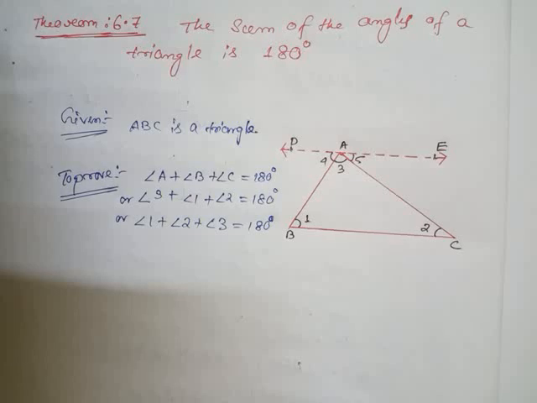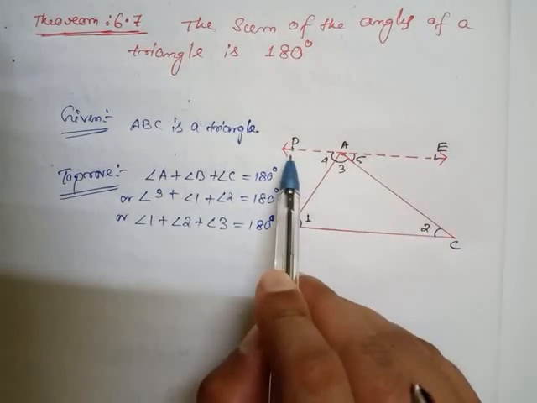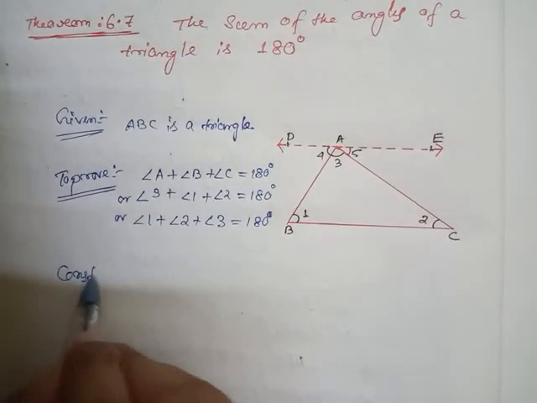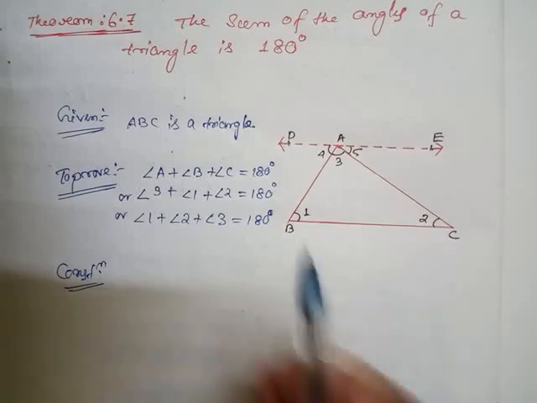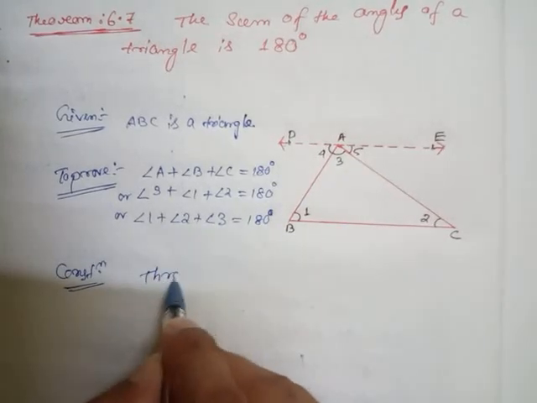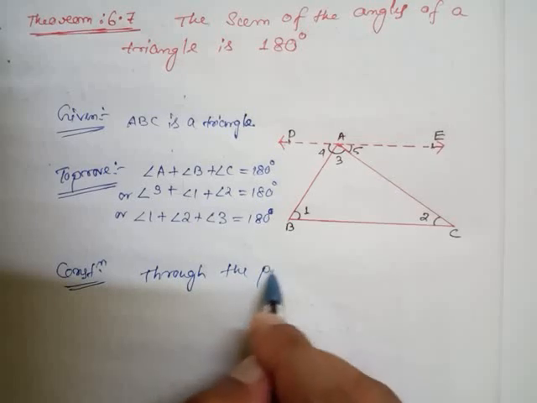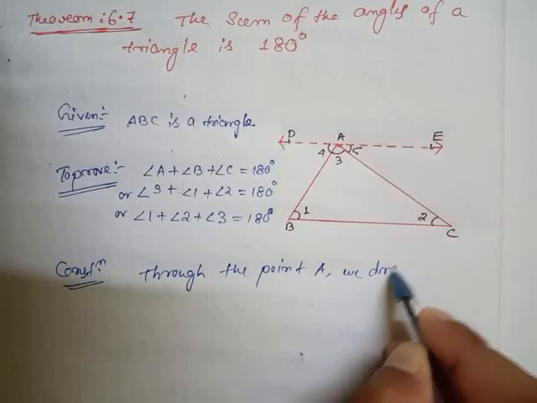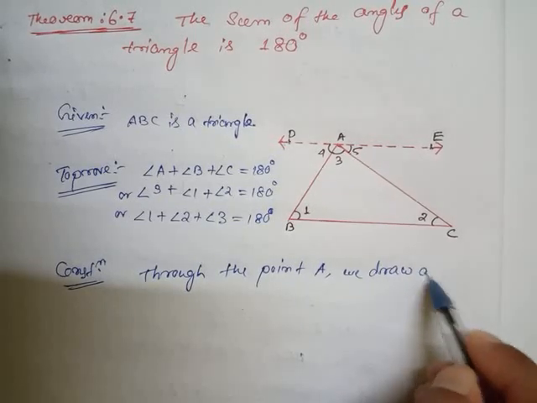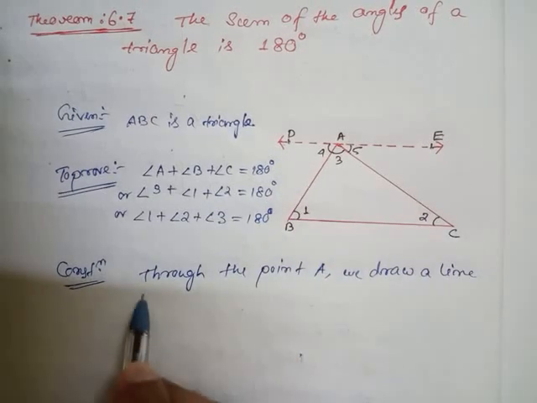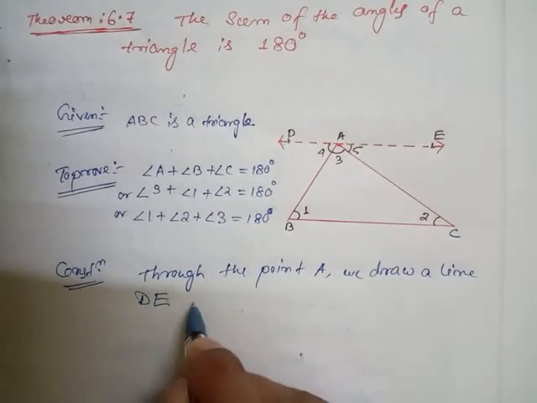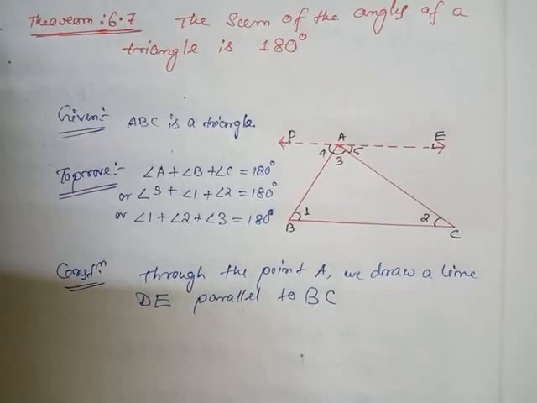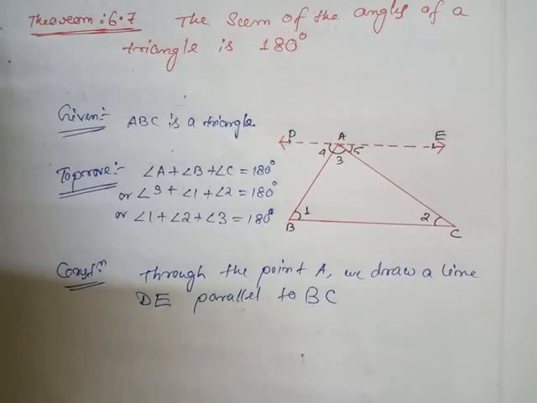Now the construction portion. What is the construction here? We draw the line DE which is parallel to BC. Construction: through the point A, we draw a line DE parallel to BC. This is the construction part. Now we will start the proof.